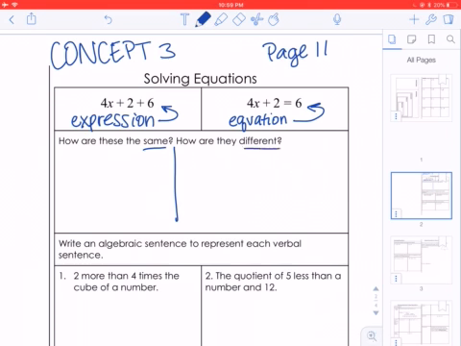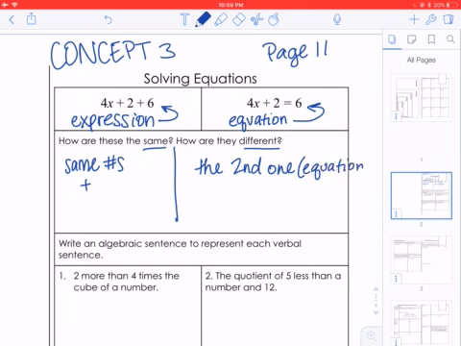One way that you might have said that they were the same was they have the same numbers. They also have the same plus sign. And then one way that you might have seen that they're different is that the second one, the equation, has an equal sign. Right, so this equal sign right here is what makes that an equation. If it's just a bunch of numbers and letters put together, then that's what's called an expression. So we'll see those play out multiple ways throughout our thing here.